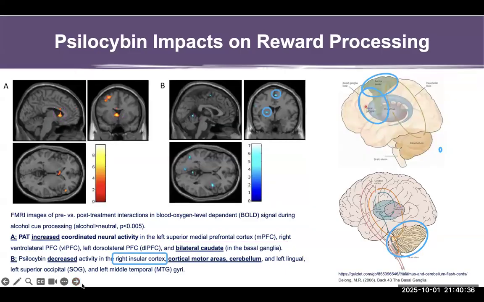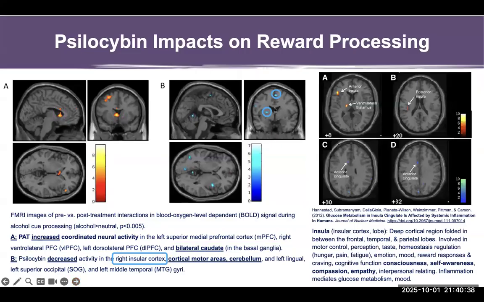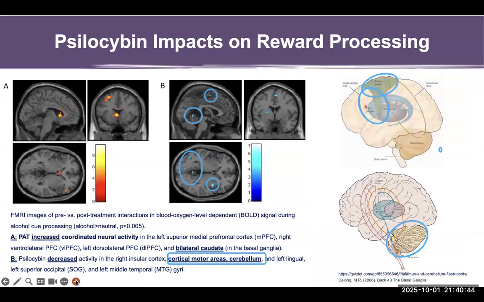And then psilocybin also decreased activity in the right insula. Here's the anterior insula right here, as well as in cortical motor areas and in the cerebellum. So increased activity in the basal ganglia associated with movement, but decreased activity in these other brain regions associated with movement, the cortical motor areas and the cerebellum.